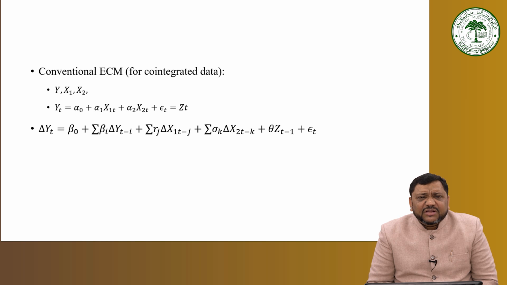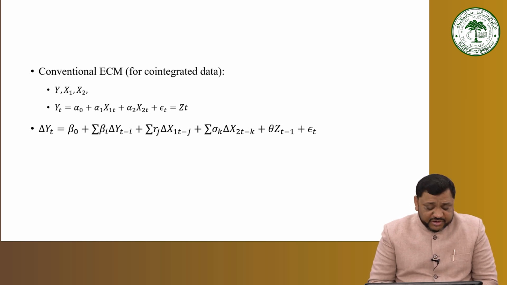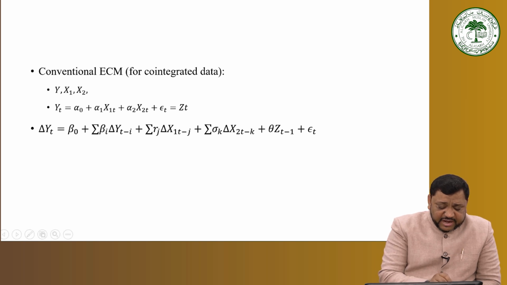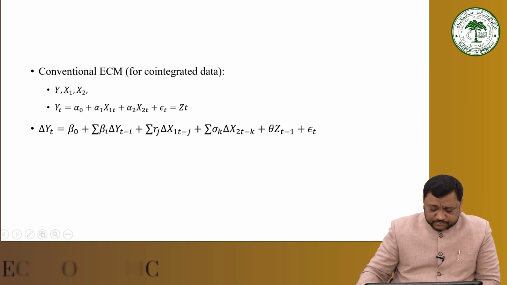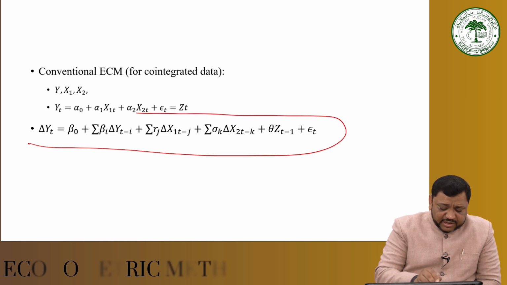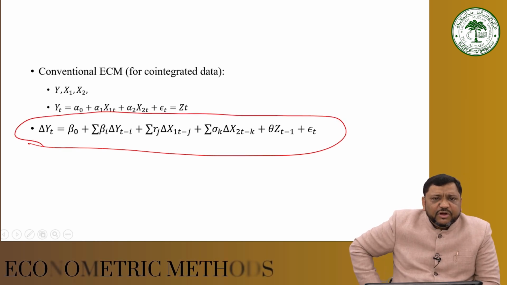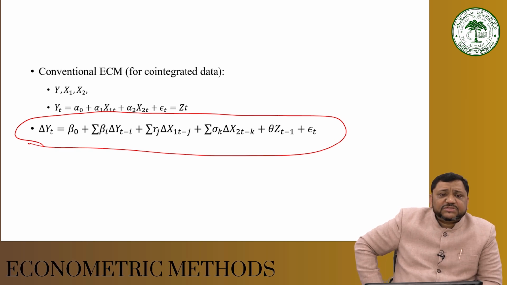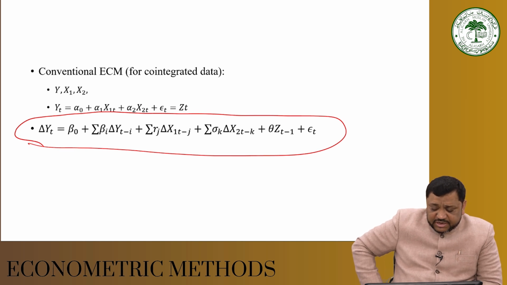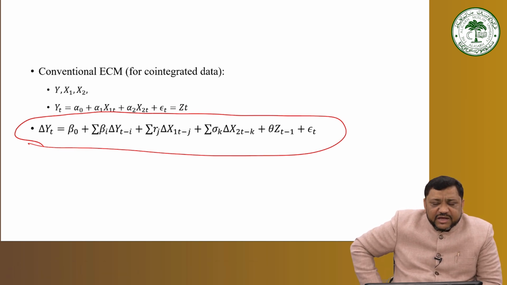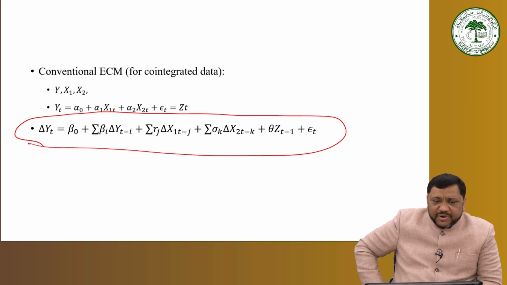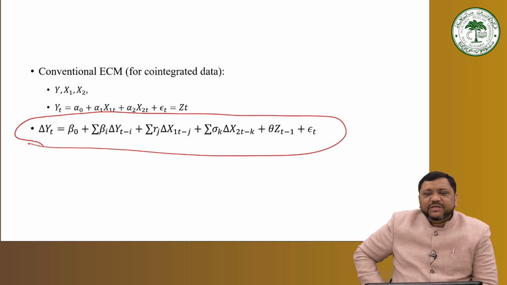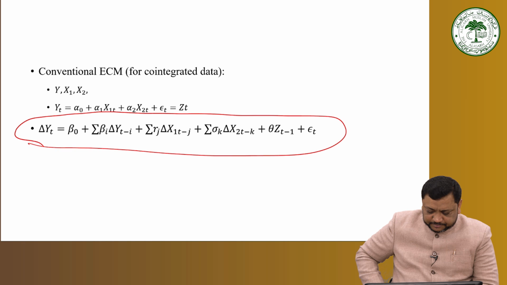Now, the conventional ECM, that is the error correction model in the conventional term, when we have these three variables, we can have a model like this. So delta yt is equal to beta naught plus summation beta 1 delta yt minus 1 plus summation rj delta x1 t minus j plus summation sigma k delta x2 t minus k plus theta z t minus 1 plus epsilon t.